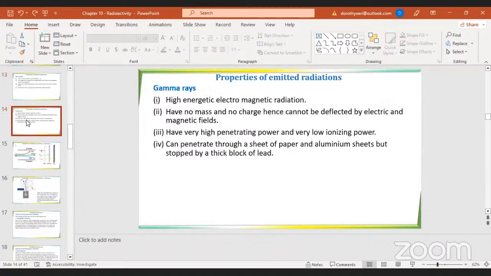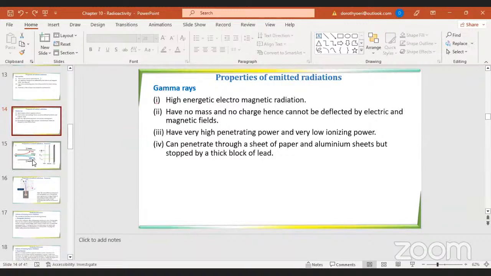Gamma rays are high energy radiations. They have no mass and no charge, so they are not affected by electric and magnetic fields. They have high penetrating power and low ionizing power, and can penetrate through a sheet of paper and aluminum sheets.